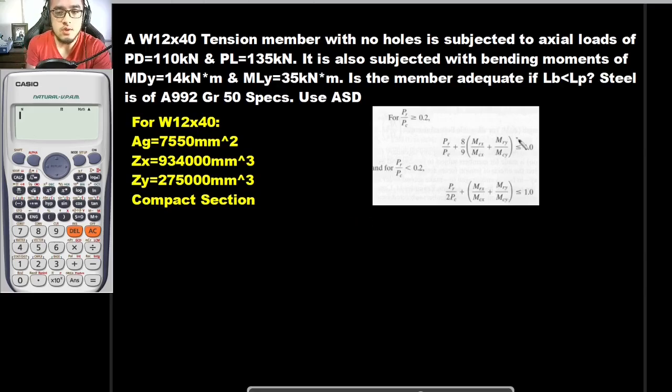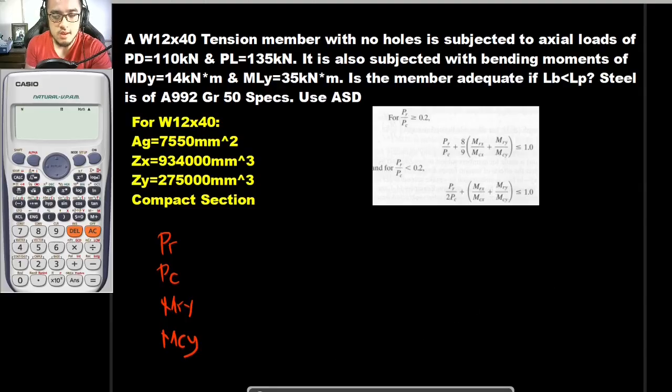Okay, so since we are to use these formulas right here, what we are to solve here are the values of PR, PC, and do we have a moment about the x-axis here? We don't have a moment about the x-axis here. What we have here are moments about the y-axis. So MRY and MCY. So we would be solving for this for us to check if the member is adequate.